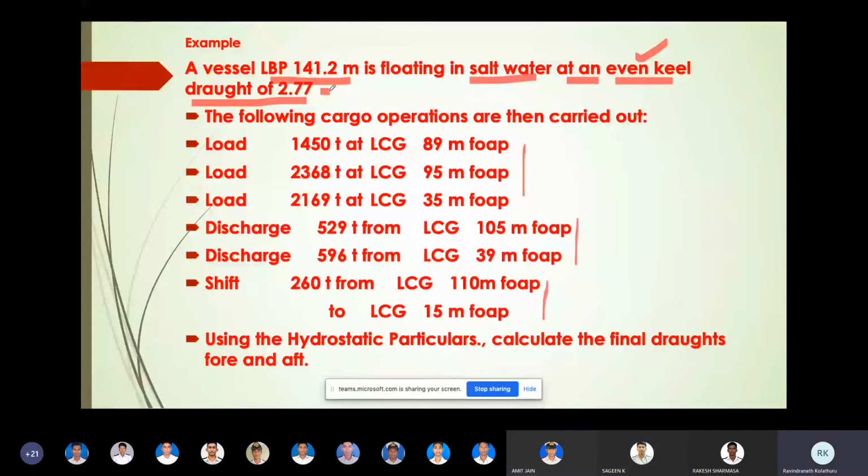Yes, sir. Okay, so with this draft, instead of going to displacement, with the draft, I can find out my displacement and all other data. Can I do that?